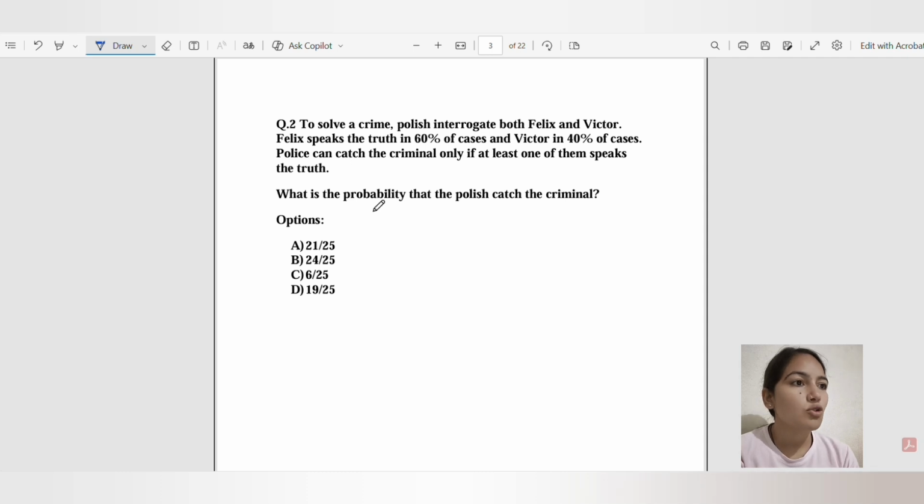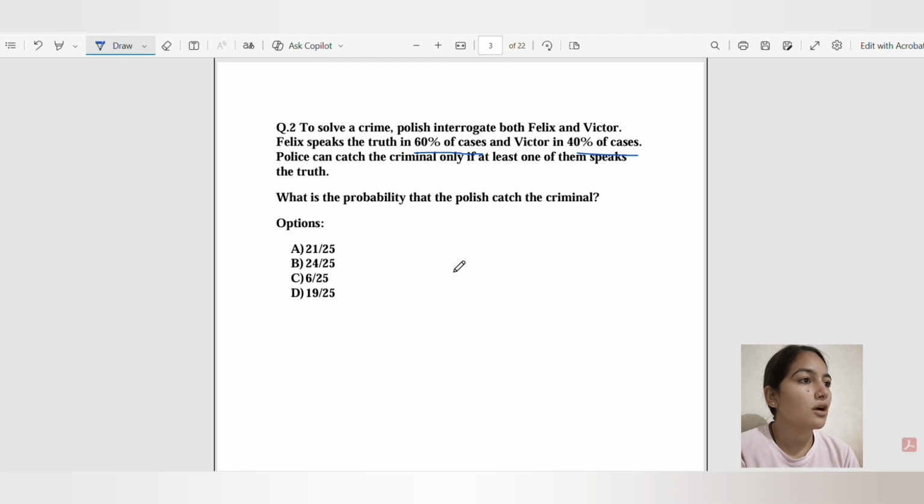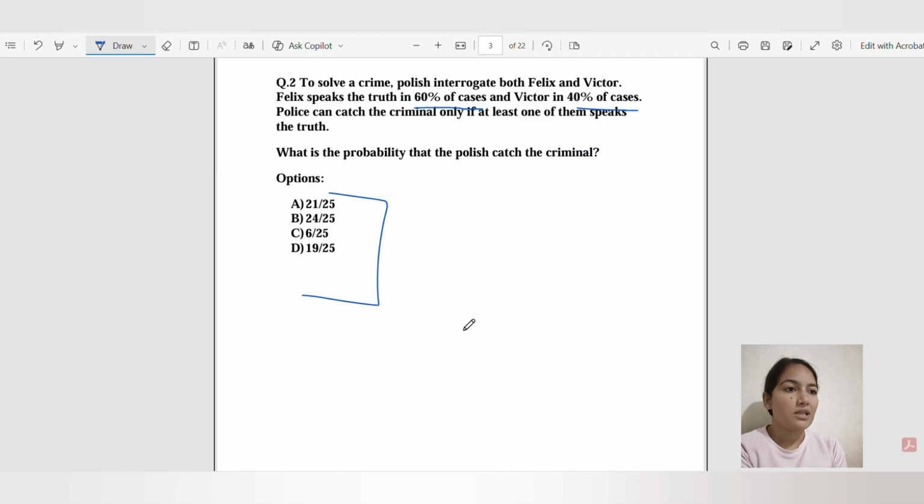Second question: to solve a crime, police interrogate both Felix and Victor. Felix speaks the truth in 60% of cases and Victor in 40% of cases, and police can catch the criminal only if at least one of them speaks the truth. So we are given the percentage of speaking truth of Felix and Victor. This is a question from probability, and we have to find the probability that the police catch the criminal.